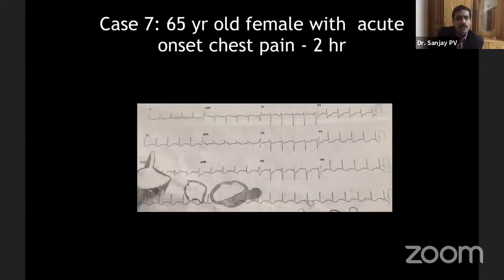So, coming on to the next case, that's probably the last case. And it's an interesting case. It's a 65-year-old female with acute onset chest pain for 2 hours. So this was the ECG which was taken.